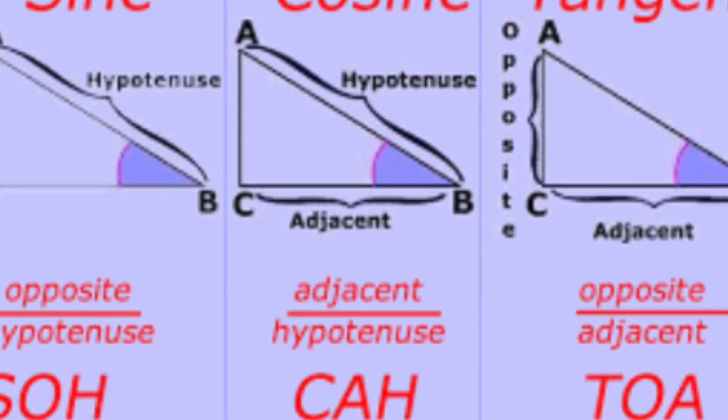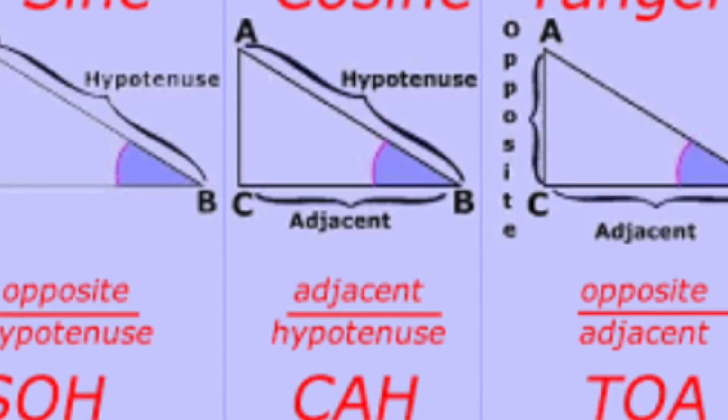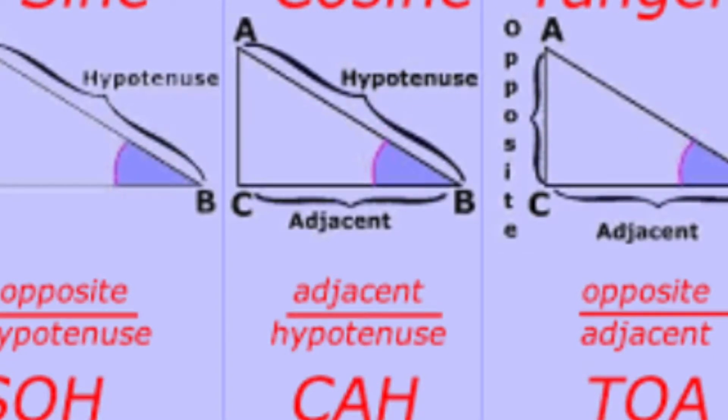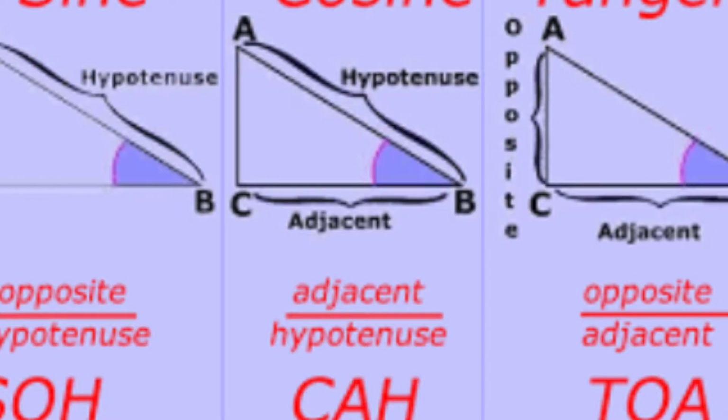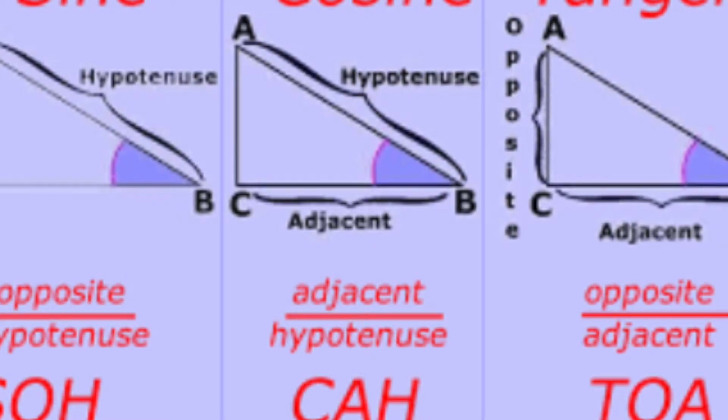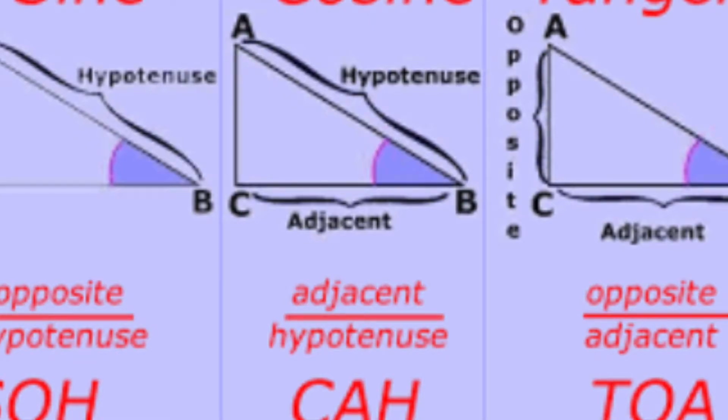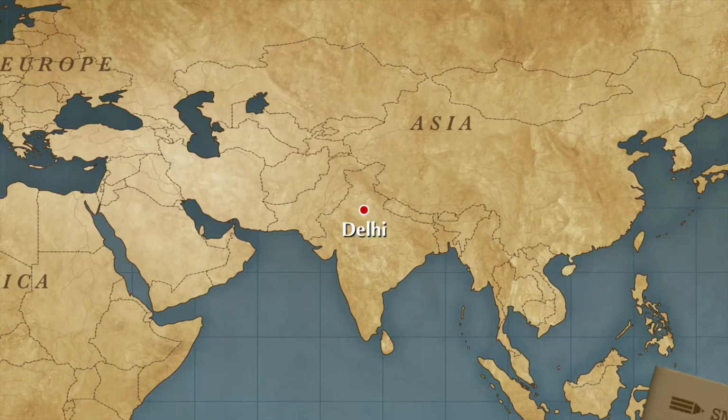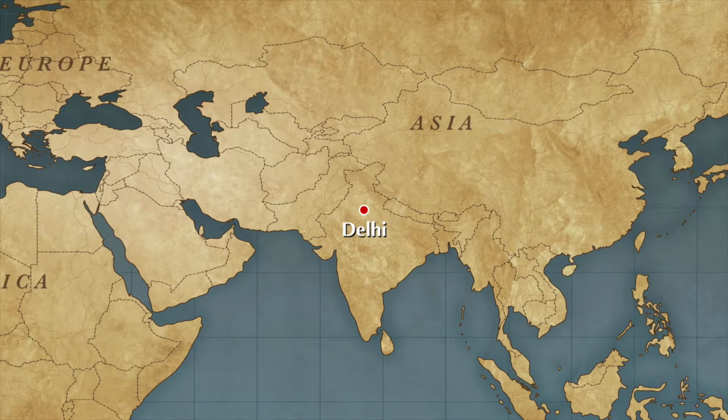Also, when following the rules for using this on a triangle, your hypotenuse will always remain the longest side of your triangle, and the opposite and adjacent will be the other two sides, depending on where your angle is. The three major scholars that I found contributed to Indian mathematics were Aryabhata, Brahmagupta, and Bhaskara.